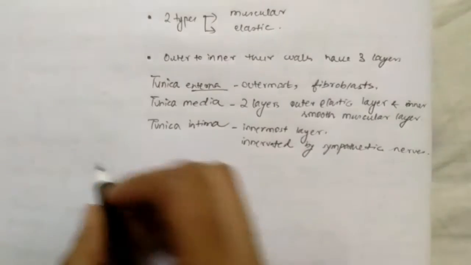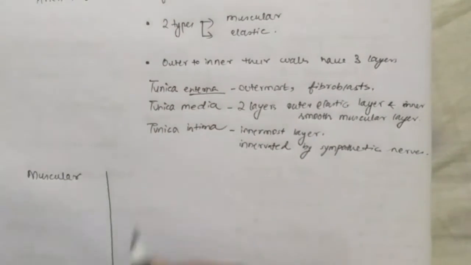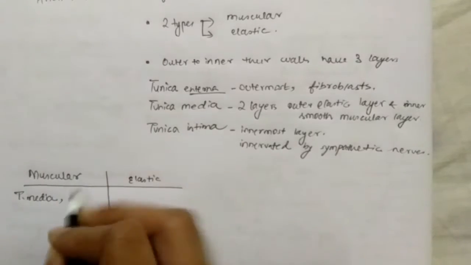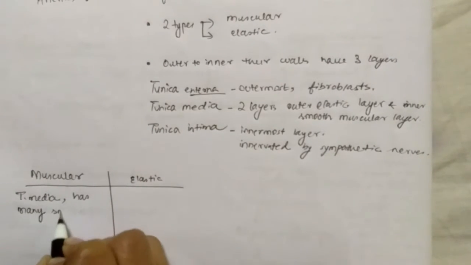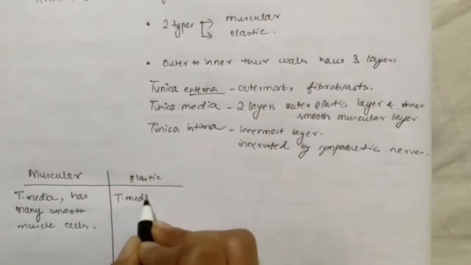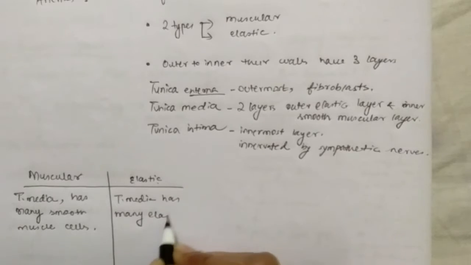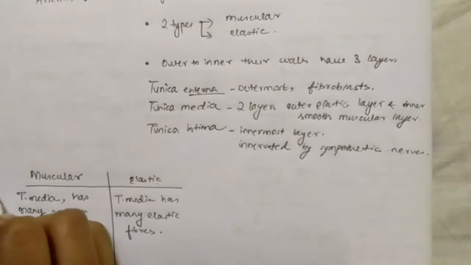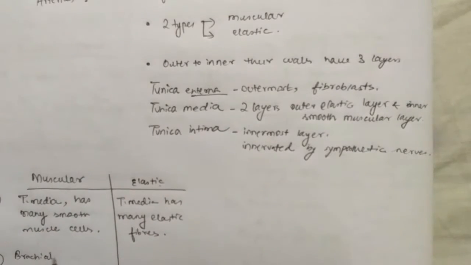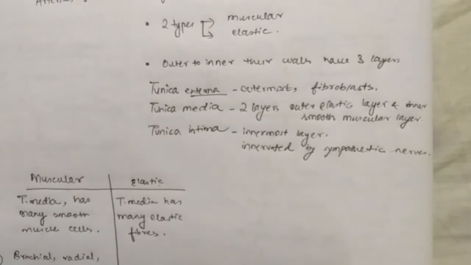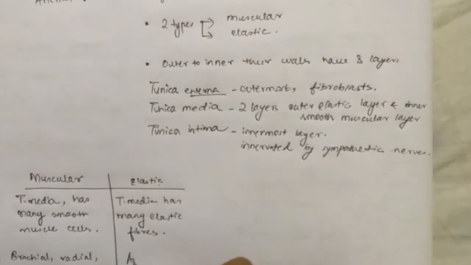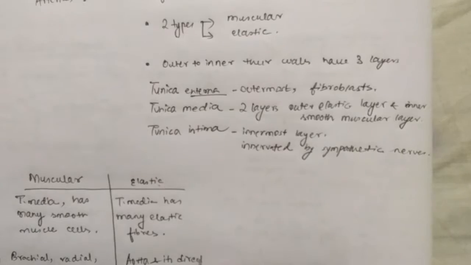Now, what is the difference between muscular artery and elastic artery? In the tunica media, muscular arteries have many smooth muscle cells, whereas in elastic arteries, the tunica media has many elastic fibers. This is the first difference. The second difference: muscular arteries are all the anatomically named arteries of our body, like the brachial artery, the radial arteries, the femoral arteries. But elastic arteries are the arteries which are very close to the heart, for example, the aorta and its direct branches.